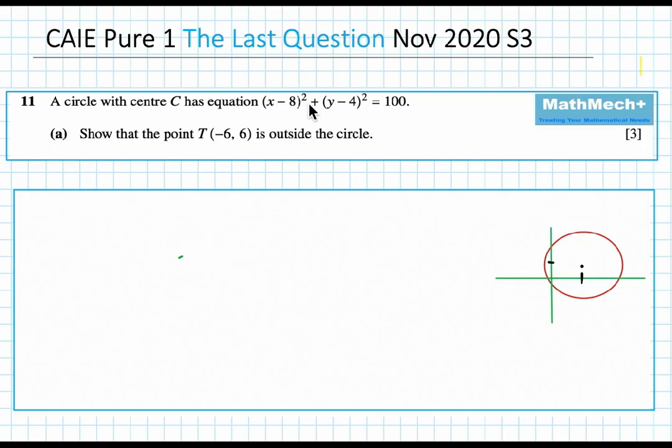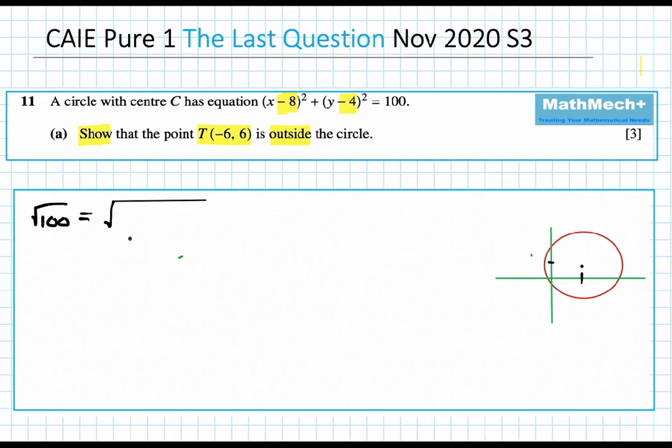Hello. The topic for this last question concerns coordinate geometry. We're looking at a circle, and we have the coordinates 8 and 4. So that's our center point. We have to show that T, minus 6, 6, is outside the circle. It's pretty clear from a picture if you draw it that it is outside, but you have to show it and demonstrate. So our radius is root 100.